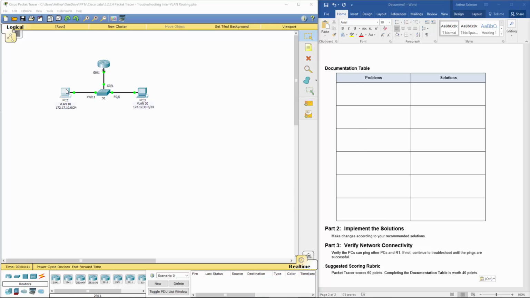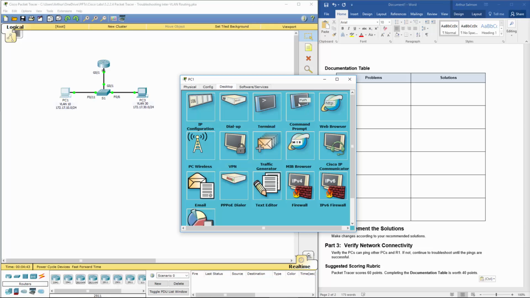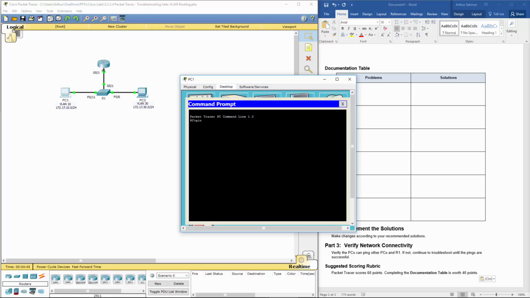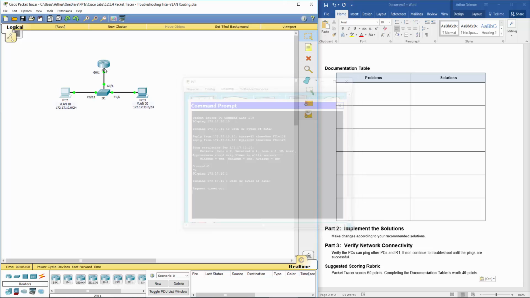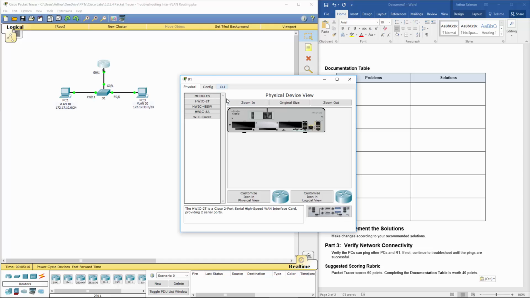So I guess the first thing I'm going to do is hop on PC1, and I'm just going to start with some pings. Can I, first of all, ping myself? 172.17.10.10. So I can ping myself. Can I ping my gateway? All right, I cannot ping my gateway. So with that said, let's hop over to the router.